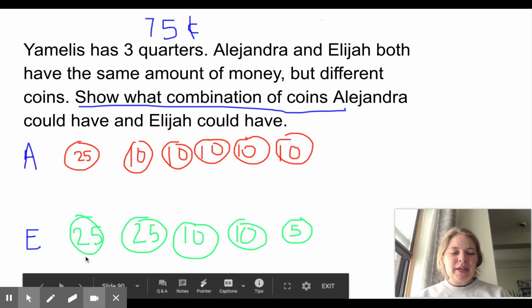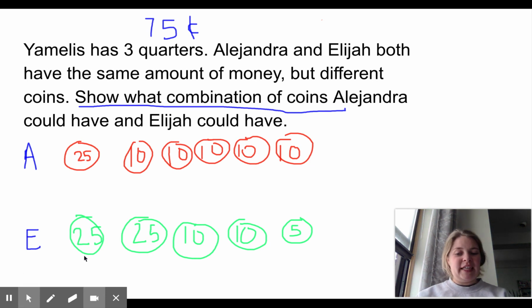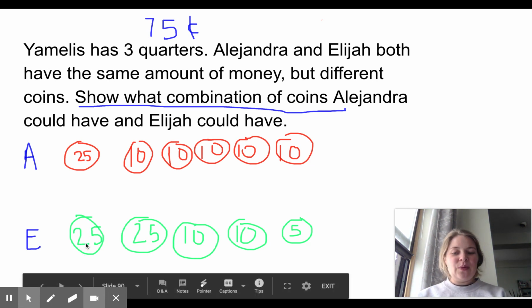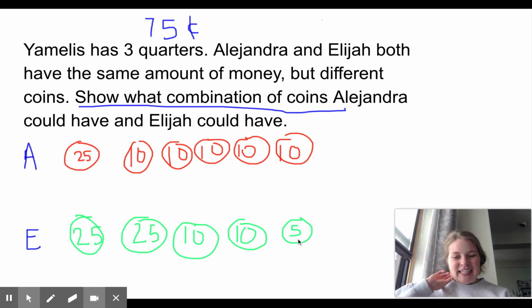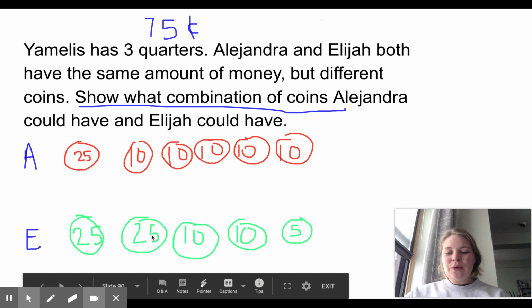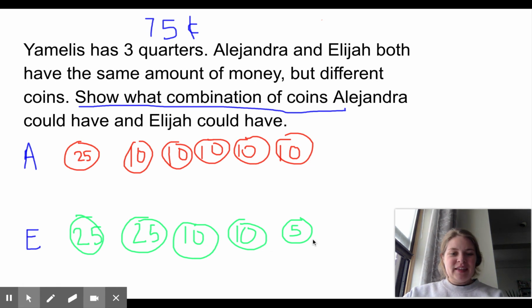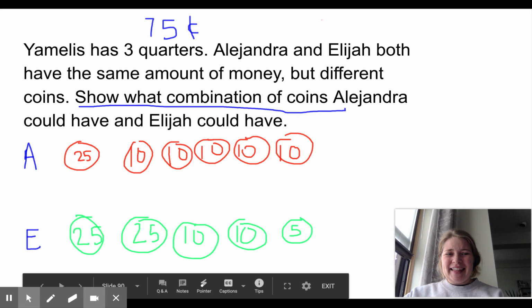Let's take a look at what I put for Elijah. Again, doesn't have to be the only answer. 25, 50, 60, 70, 75. I have 75 cents here. I have 2 quarters, 2 dimes, 1 nickel. If you got different answers, awesome. Will you send them to me? I would love to see them.